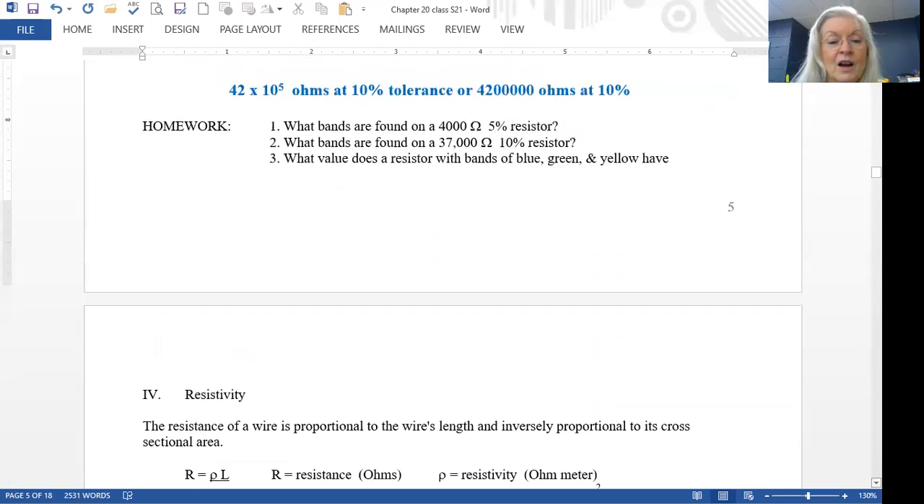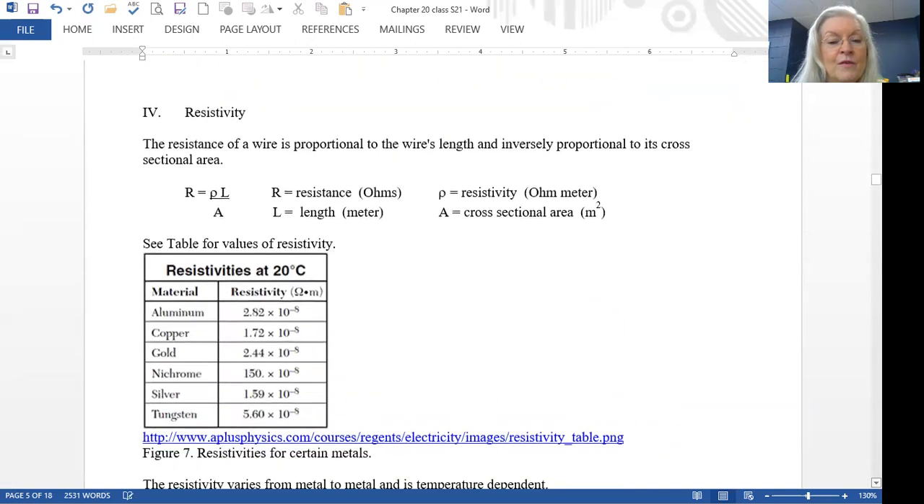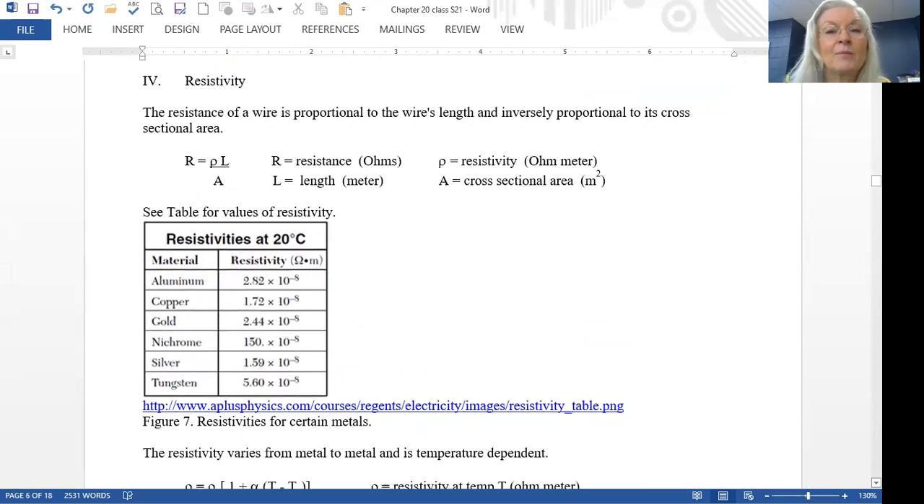All right, moving right along, let's talk about resistivity. We'll be doing a lab using resistivity. So if you have a piece of wire, its resistance, that's capital R, is equal to its resistivity, that's lowercase rho, times the length of the wire divided by the cross-sectional area of the wire.